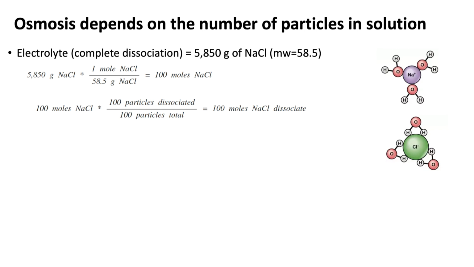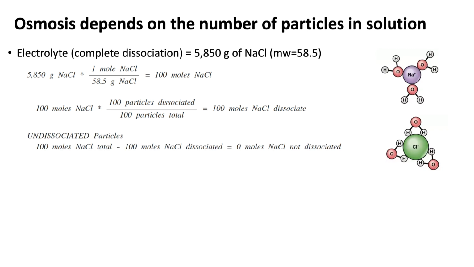That's convenient. Now, how many of those molecules dissociate? Out of the 100 molecules we start with, all 100 will dissociate because we said it completely dissociates. So the dissociation percentage is 100%. 100 particles dissociate out of the 100 particles total. So all 100 molecules of sodium chloride dissociate, which means there are 0 molecules that don't dissociate. We prove that by saying that for the undissociated particles, if we start with 100 molecules total and subtract the number that dissociate, which we said was 100 moles, then there are 0 moles of sodium chloride that are not dissociated. So there are no undissociated molecules.